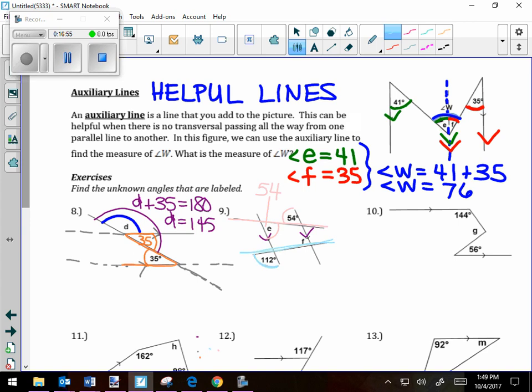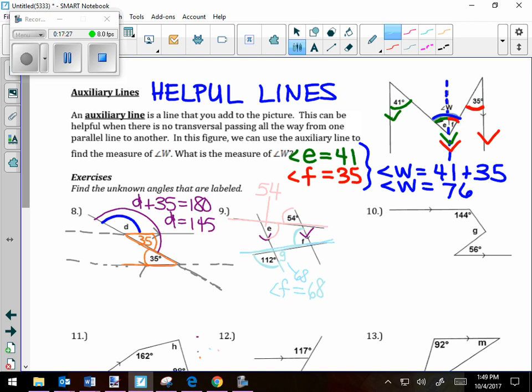So this 112 that's right here is not directly related to angle F, but that 112 and what I'm going to call angle G, just to make life easy, angle G and angle 112 are supplementary. So that means that if I do 180 minus 112, I will get 68 degrees for angle G. And angle F and angle G are alternate interior to each other. So that means that angle F must also be 68 degrees.